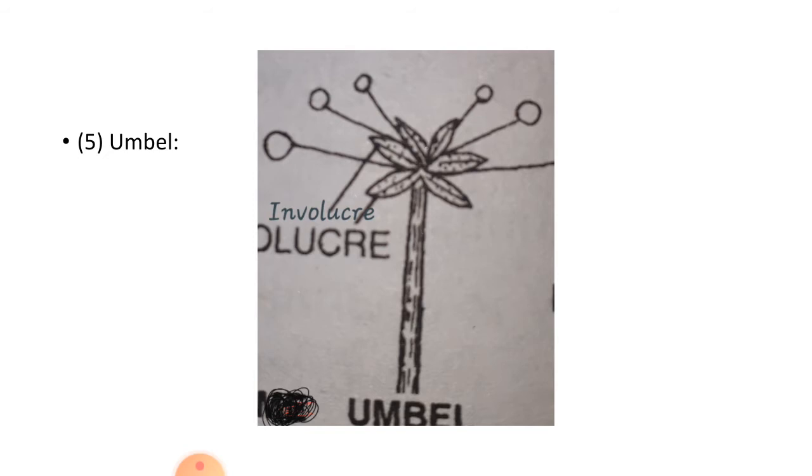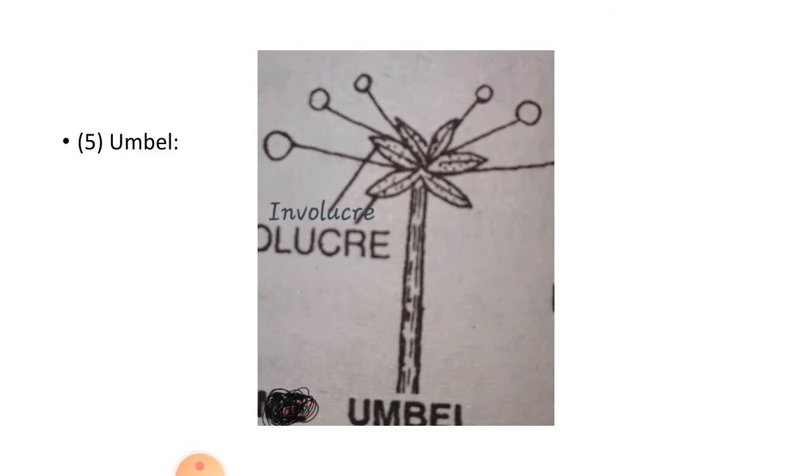Next is umbel. All the pedicellate flowers arise from a single point in a centripetal fashion, that is, the younger ones are at the center, because the pedicel is reduced. In this case, the pedicel is reduced.